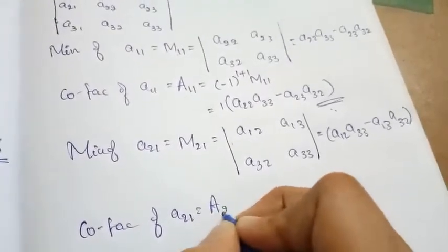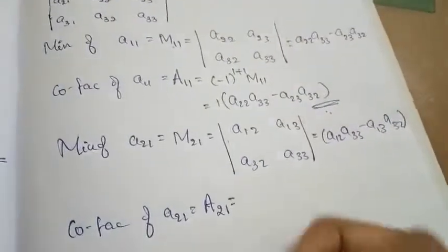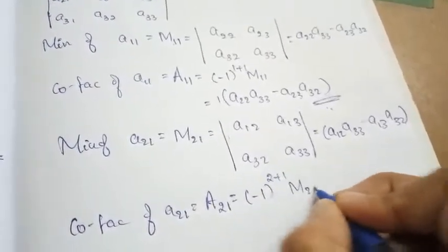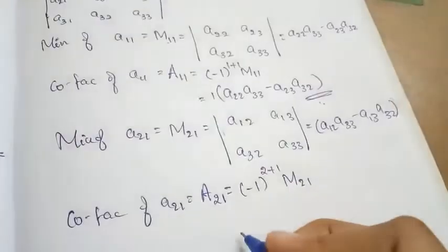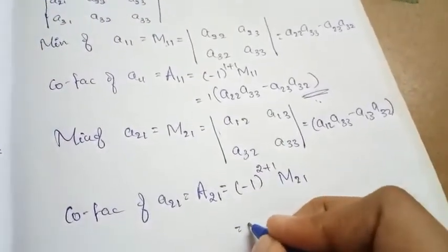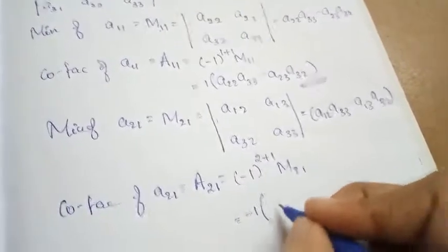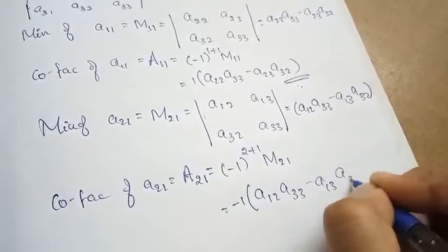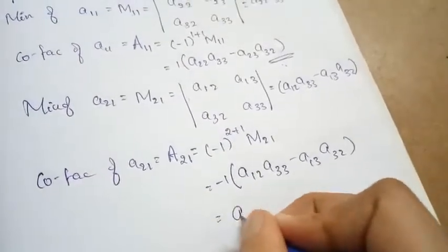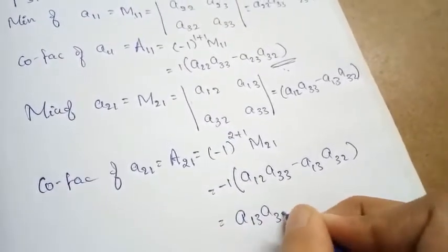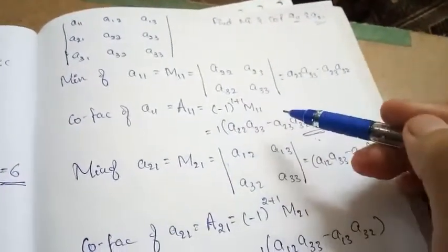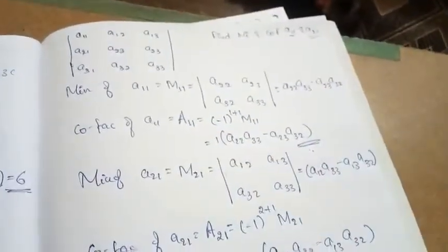It is nothing but capital A21. So it is nothing but minus 1 to the power 2 plus 1 into M21, which we have already found out. So minus 1 to the power 2 plus 1, it is 3, minus 1 to the power 3 is minus 1. M21 is nothing but A12 A33 minus A13 A32. So multiplying that minus sign inside, we are going to get A13 A32 minus A12 A33. So this is how we are finding the minor and cofactor with the knowledge of the definition.